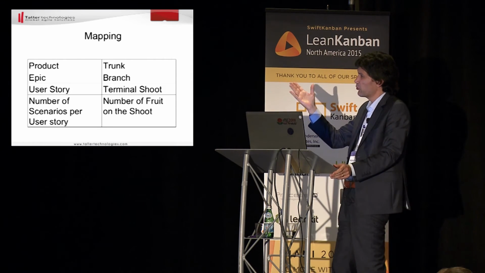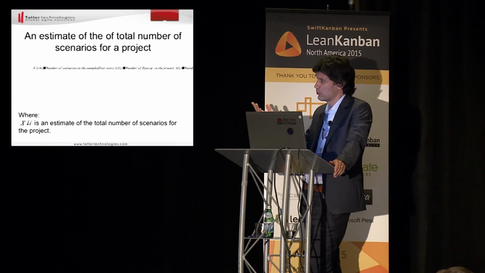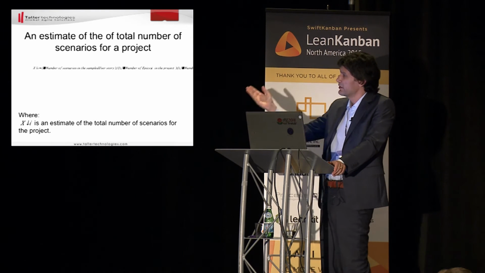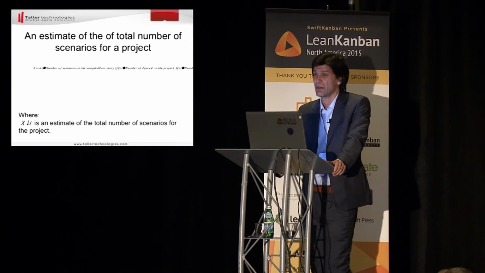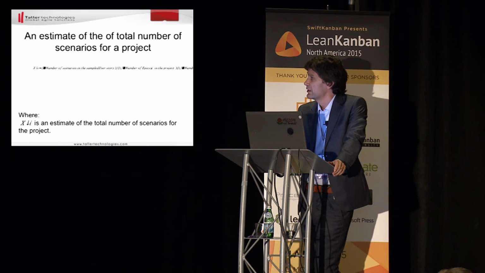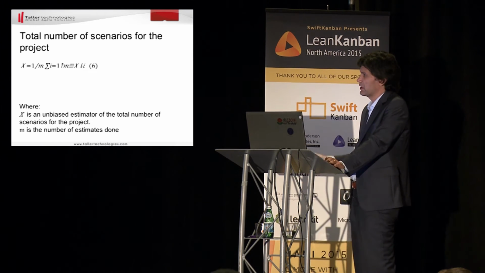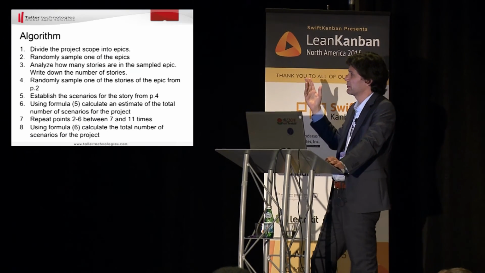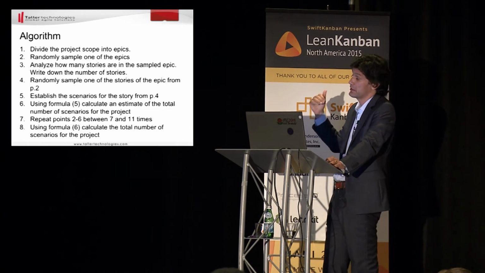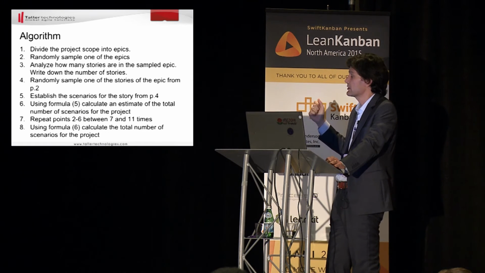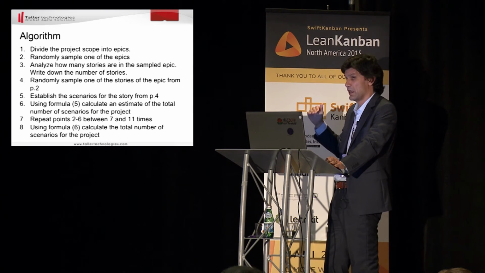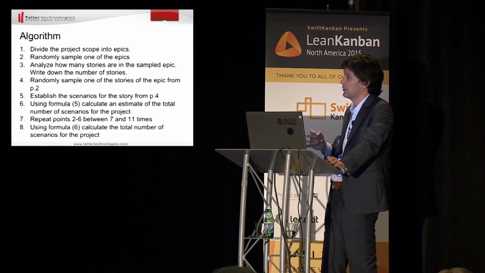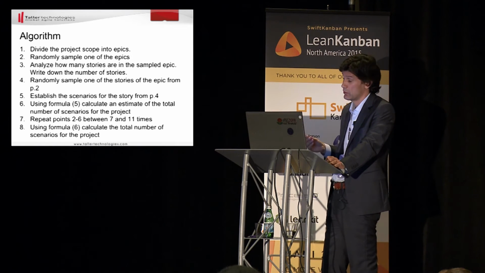The formula is a bit different, right? But almost the same. This time we are using the number of scenarios, and this is how we average the estimates. And the algorithm is absolutely the same. Again, we start from the project backlog. We break the project backlog down into epics. Then we randomly sample one of the epics. Then we analyze how many stories are in the sampled epic. And I read this for you, so hopefully you'll see the pattern, right? It is clear, but I spent lots of time on it, so for me it's much easier.